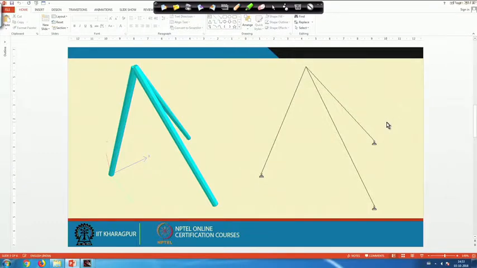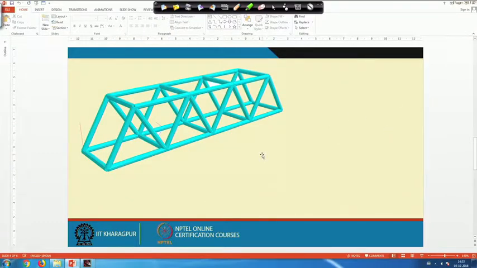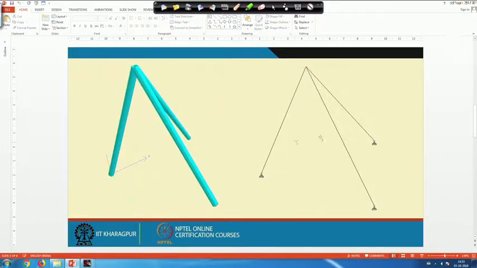The first example we will consider is this one, which is relatively simpler in terms of number of members and number of nodes, and the second one is this example which has more number of nodes and members. So, let us start with this first one.